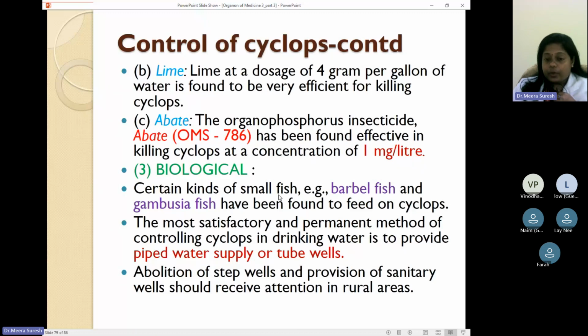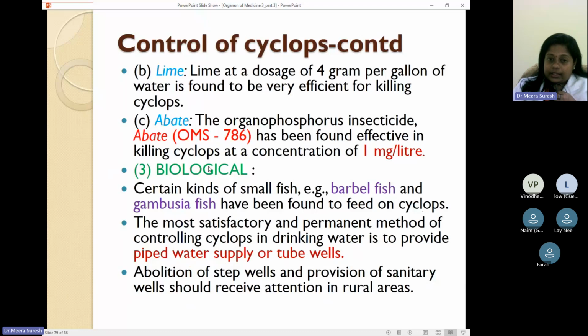Then biological control: the small fish, the barbel fish and gambusia fish, have been found to feed on cyclops. So we can use them also. But the most satisfactory and permanent method to control cyclops will be to provide sanitary water or piped water supply via the tube well. Abolition of step wells and provision of sanitary wells should receive attention in rural areas.